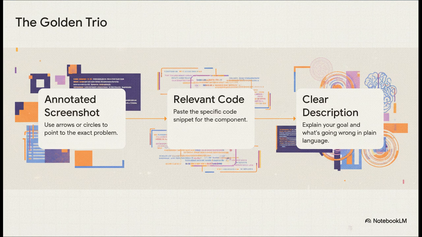It's 3 simple steps. First, an annotated screenshot. Literally draw an arrow or circle the problem. Second, paste in the relevant code snippet, not your whole app, just the part that matters. And third, provide a clear description of your goal. With these 3 things, you're combining the visual, the code, and your intent into one perfect package.